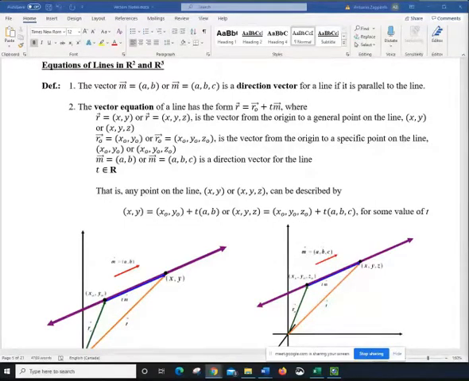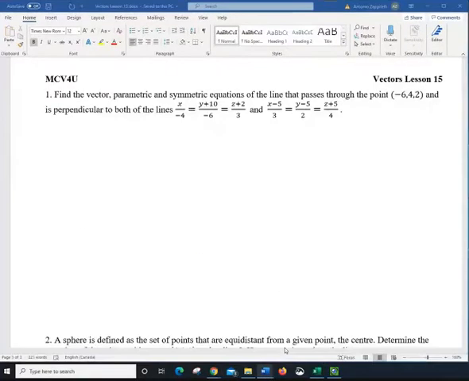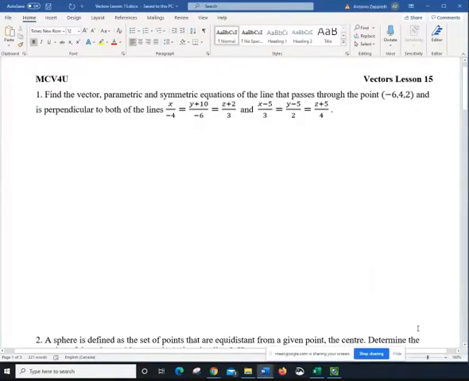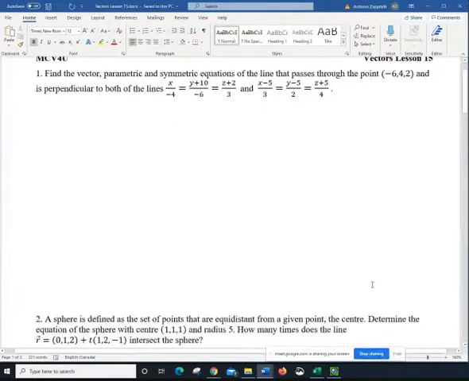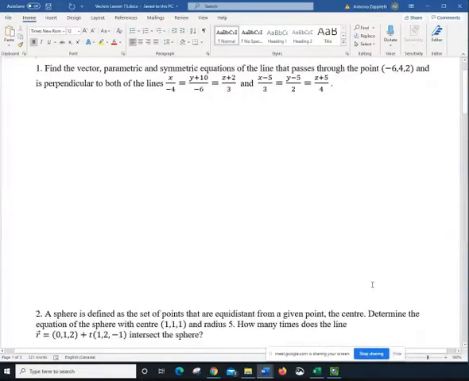So what I want you to do is take a look at these two questions. Even if you don't solve them completely, I want you to try to set it up. Let's take a look at the first question. It says find a vector, parametric, and symmetric equation, so give all three, of the line that passes through (-6, 4, 2). That's good. One of the things you need to find the equation of the line is a point on the line. So check, you got that.